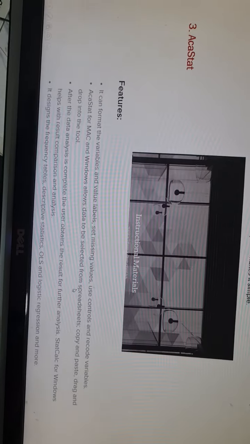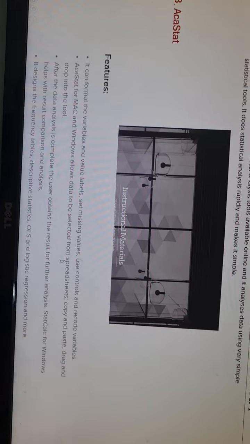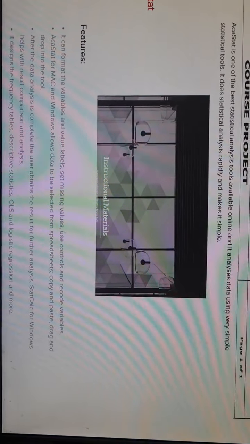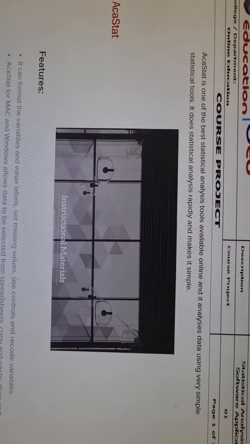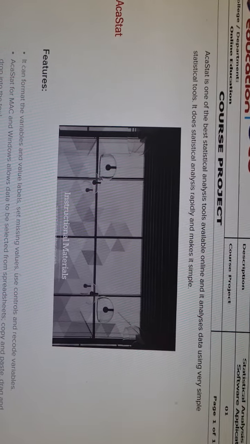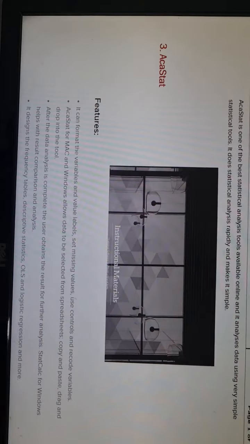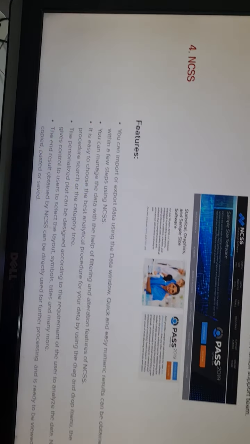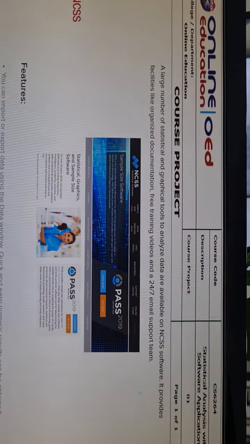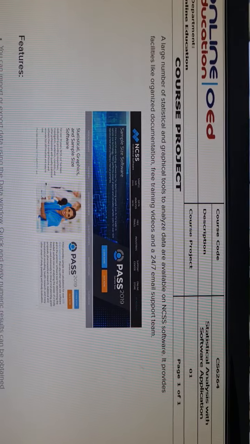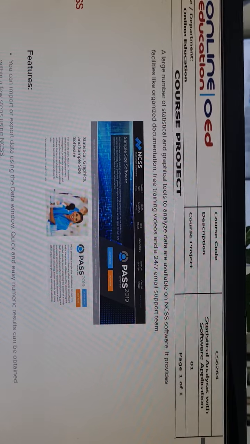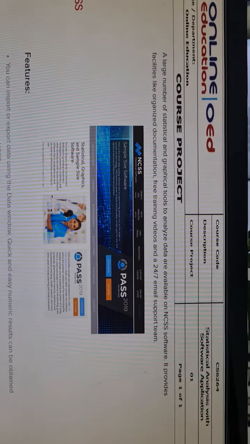The next one is the ACA-STAT. ACA-STAT is one of the best statistical analysis tools available online, and it analyzes data with very simple statistical tools. It does a statistical analysis rapidly and makes it simple. Next, the fourth one is NCSS. A large number of statistical and graphical tools to analyze data are available in NCSS software. It provides facilities like organized documentation, free training videos, and 24/7 email support.